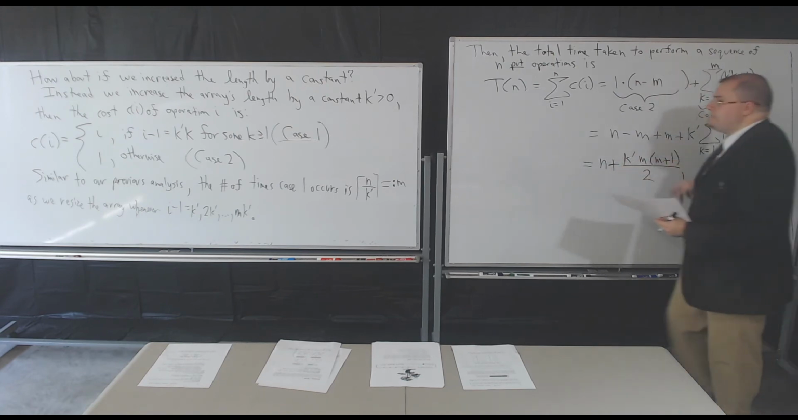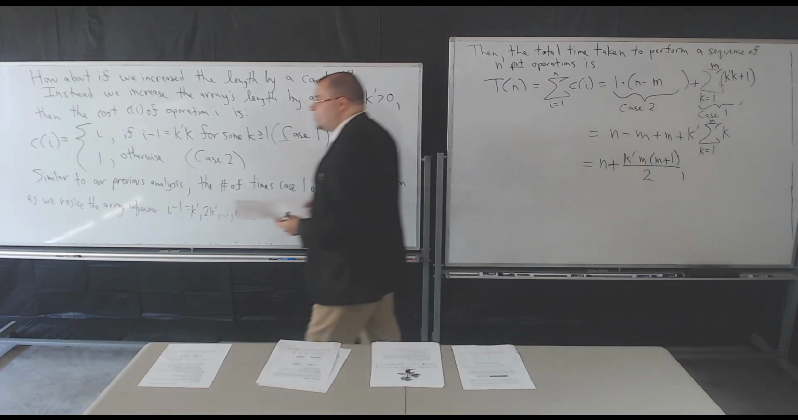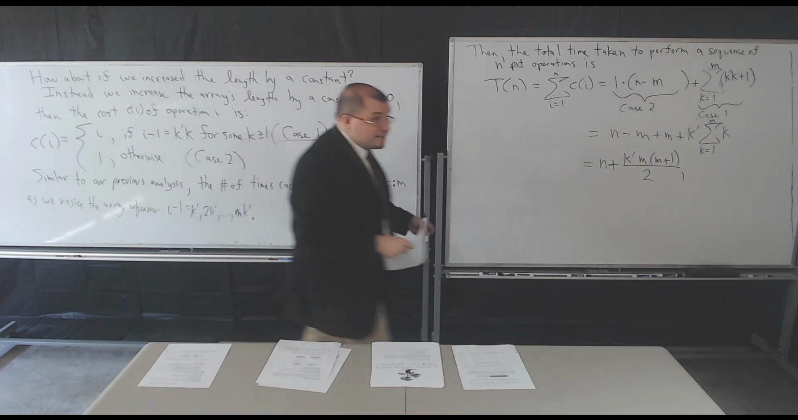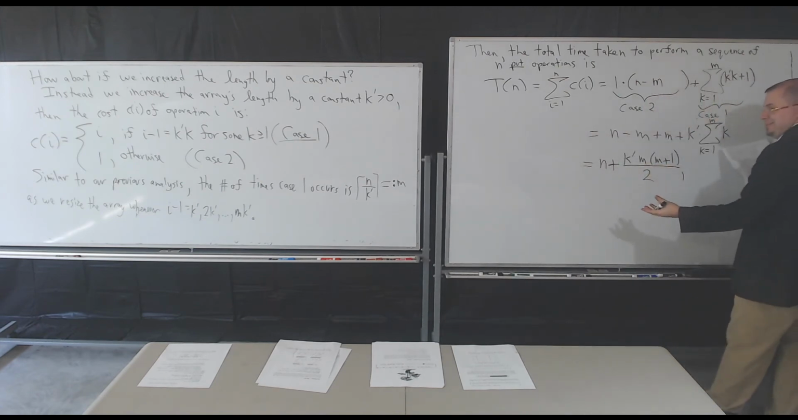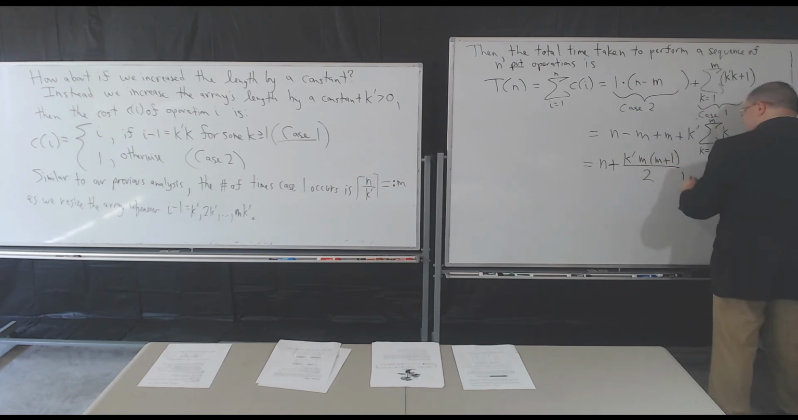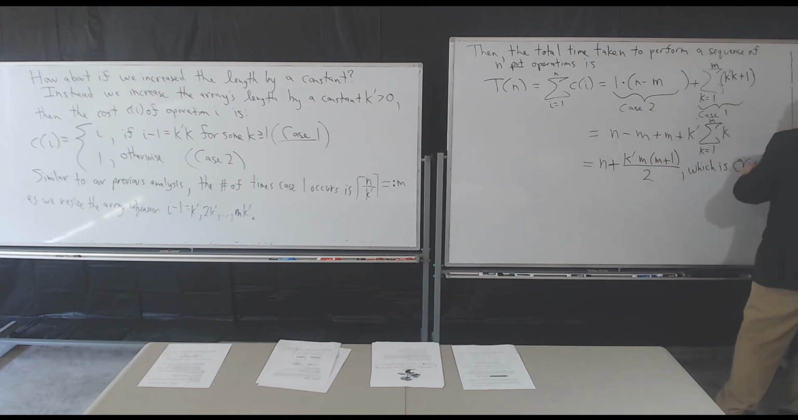But what's m? M was the ceiling of n over k prime. But n is there, right? The point is that n is there. There's nothing canceling in the bottom, right? It's just a constant there. This is k over 2 times that. Which is that this, which is big O of n squared, right?